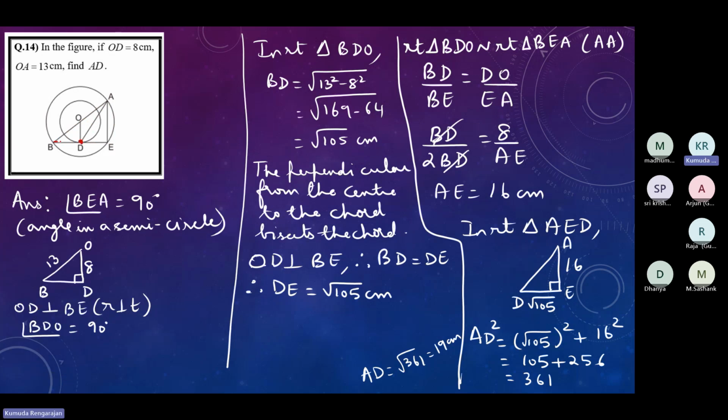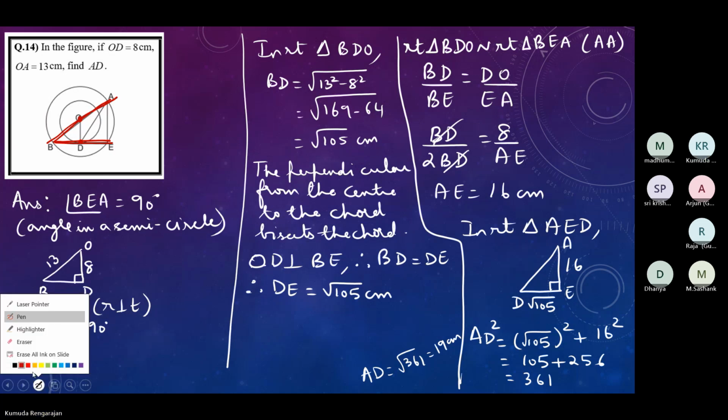D is the midpoint of this side because the perpendicular from the center to the chord bisects the chord, no? So D is the midpoint of BE. And then AB is the diameter, so this is the center of the circle, right? OB is equal to OA. O is the midpoint of the diameter.